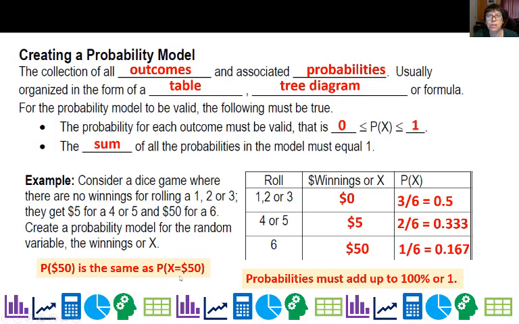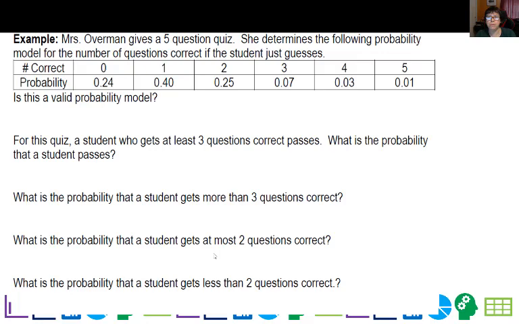All right, so now I'm going to give you a probability model that I already put together. I created this 5-question quiz. And, you know, some kids don't study sometimes. I know, right? I determined the probability that a kid who didn't study, who knows nothing, gets a certain number of questions right on my quiz. I did actually use a technique to do it, but I haven't taught that to you yet. And I actually adjusted the numbers a little bit.